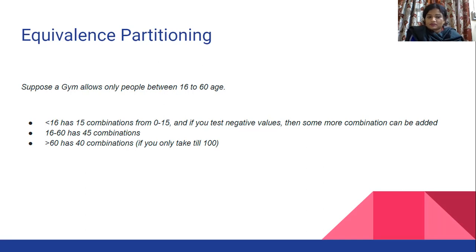Then in the third one, that is also an invalid partition, I can test for any value that is greater than 60, like let's say 65, and I can pass the test case for the third partition also. So here, instead of testing the 100 values, I will be testing only 3 values, and that is the major objective of equivalence partitioning, that is reducing the number of test cases by dividing the input values into valid and invalid partitions in order to have maximum test coverage.